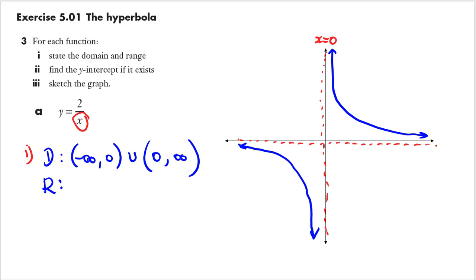The range is going to look exactly the same because the graph is going all the way from negative infinity up to positive, but there's a break here at 0, so the range will look exactly the same.